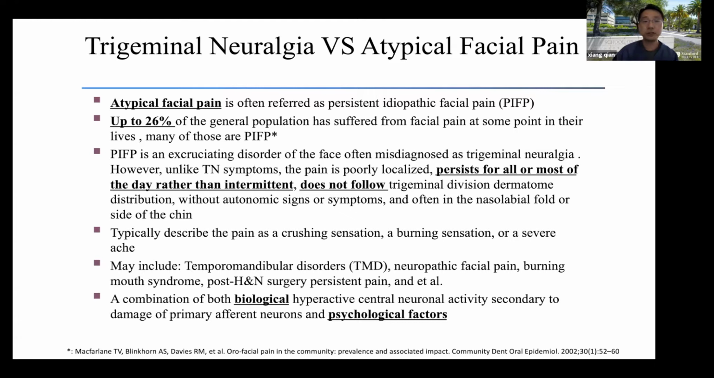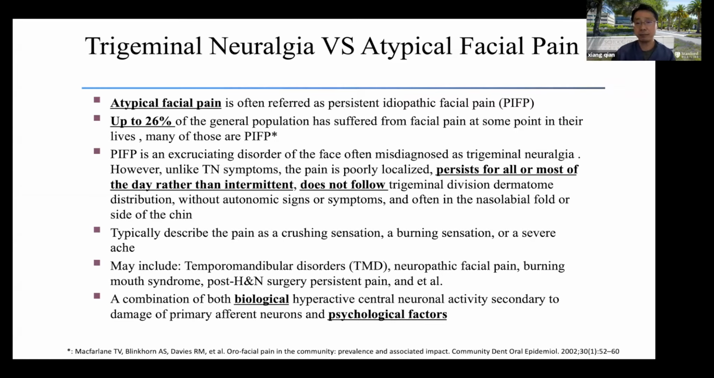The unique feature is that it is unlike trigeminal neuralgia. The pain is very poorly localized. It does not follow the trigeminal division dermatome distribution, and it is persistent for all or most of the day rather than intermittent. And the quality of the pain is not like an electric shock. They would oftentimes describe it as a burning sensation, or they say it's really an achy, crushing, or severe kind of pain.